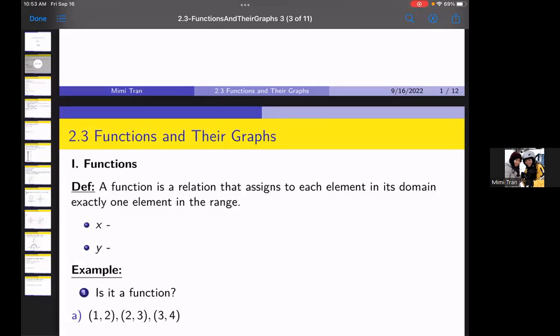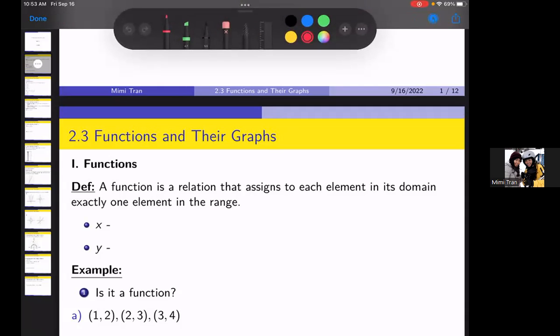Now the function is a bit more strict. It says that a function is a relation that assigns to each element in its domain exactly one element in the range. So this formal definition of function is that x cannot be repeated.